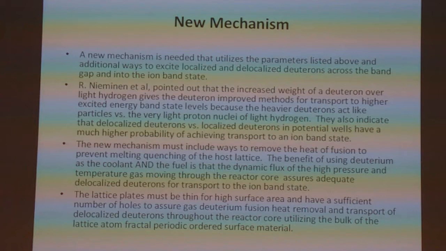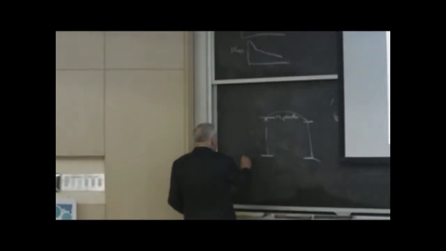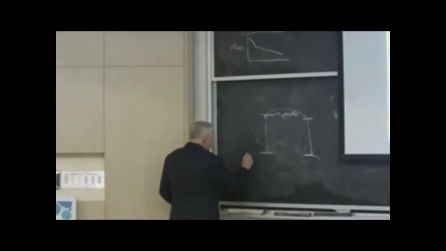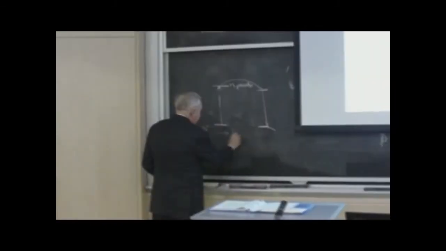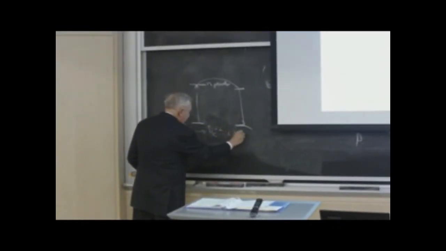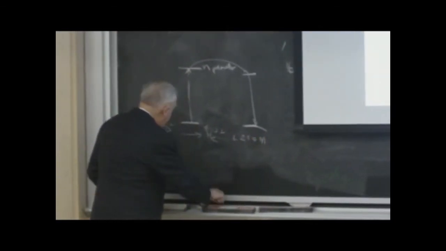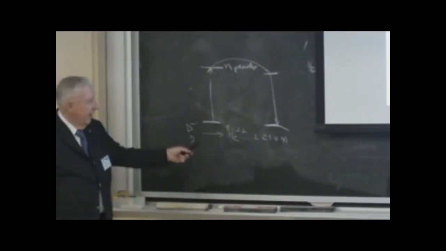And then you get two D plus and another D plus. That yields a He4 plus plus wave plus 23.8 MeV. That's what you want, and you want it with a high probability.